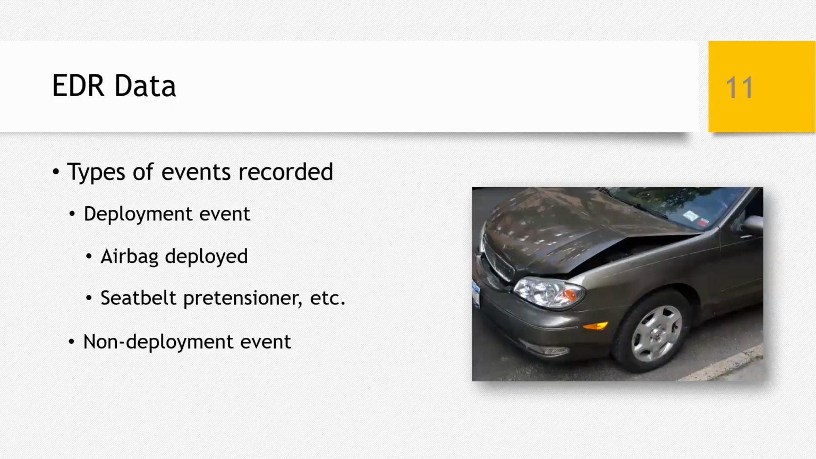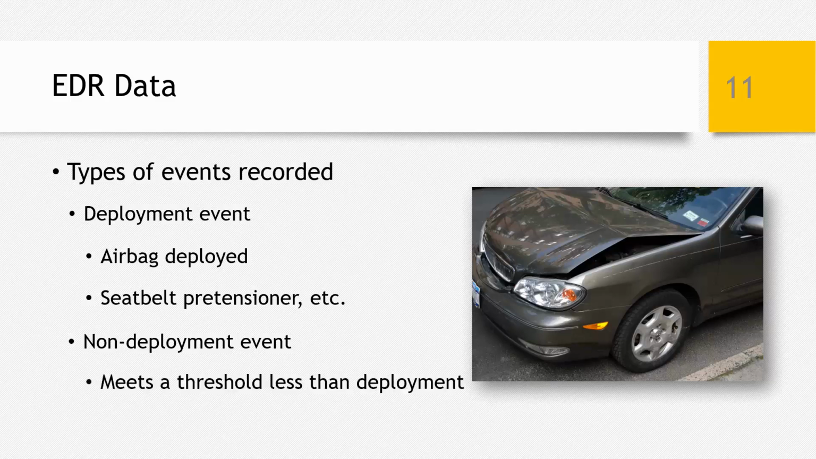There's also a non-deployment event. An airbag or system does not have to be deployed to trigger an event to capture the data on the event data recorder. This occurs when a vehicle experiences some type of physical occurrence, again, most likely a crash, and it meets a certain threshold that triggers the data to be recorded. Both deployment and non-deployment thresholds are determined and set by the auto manufacturers.